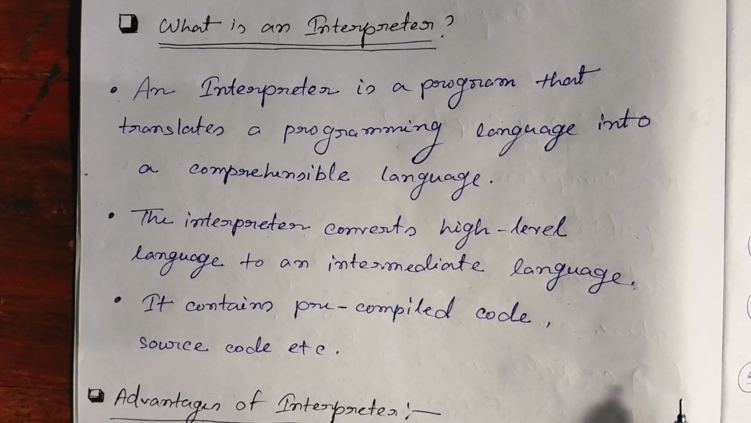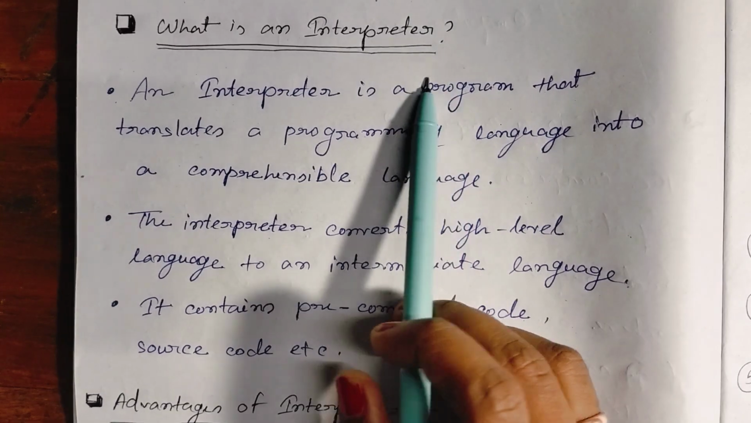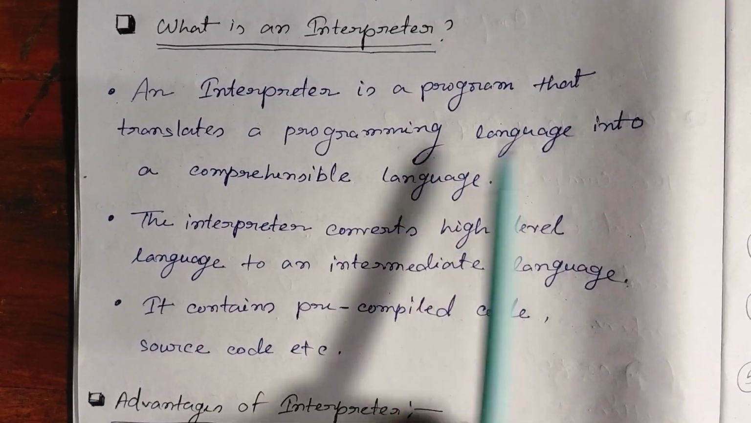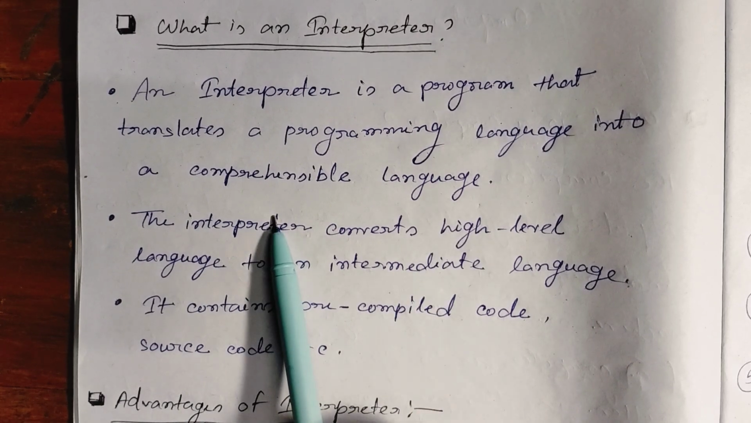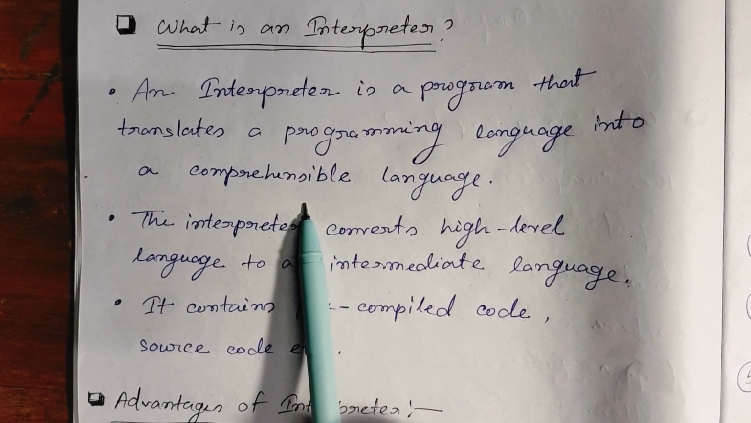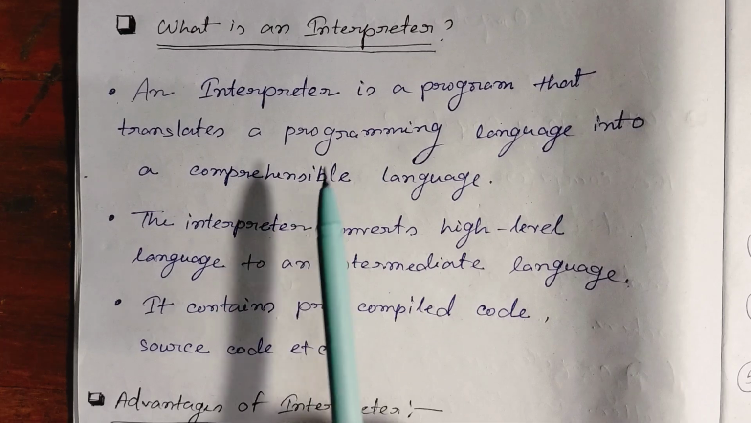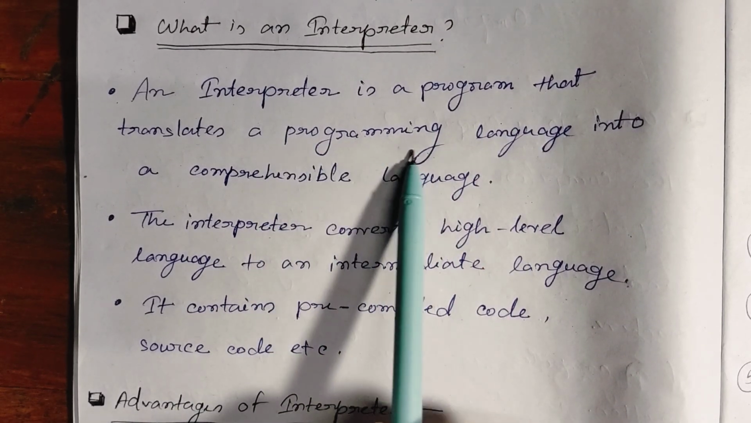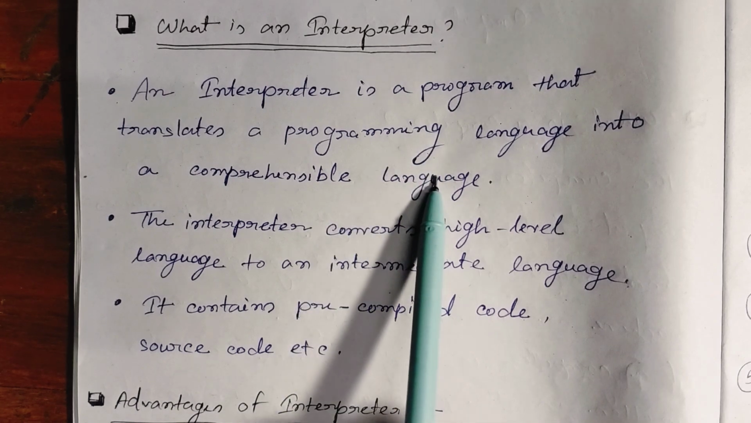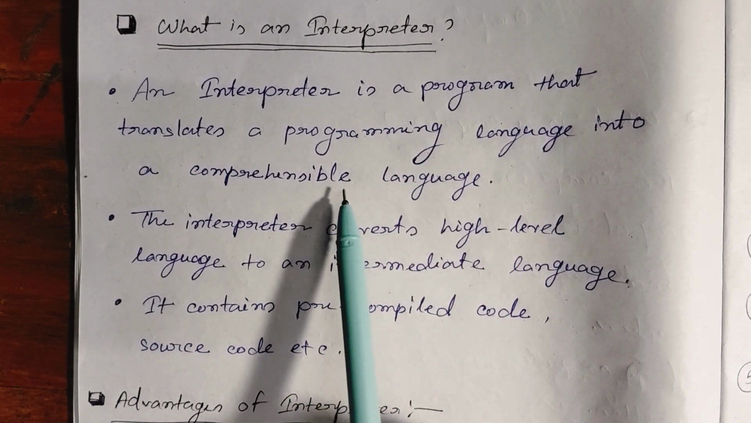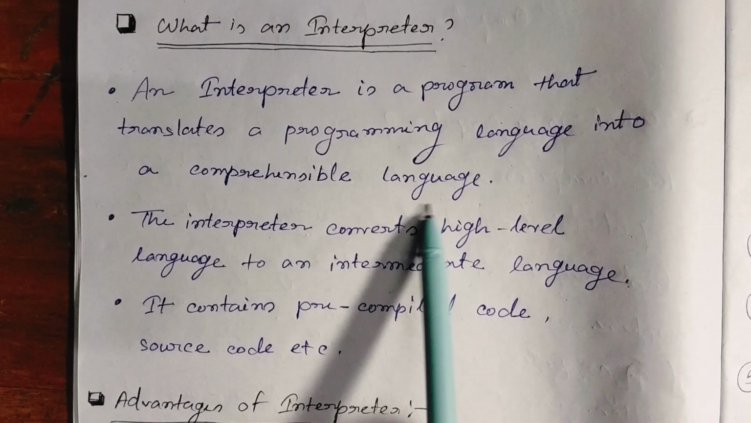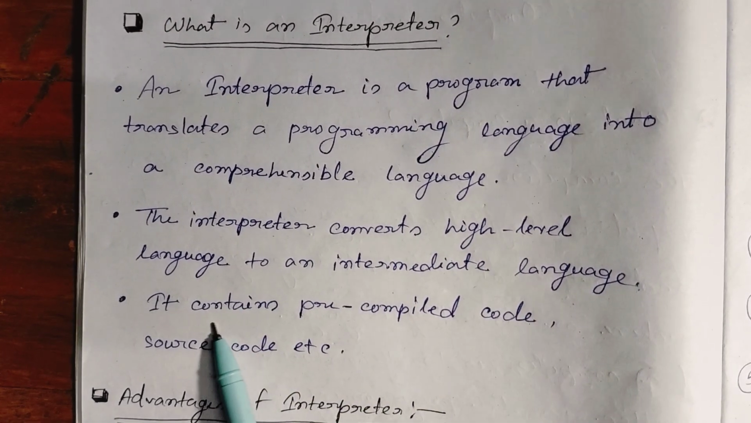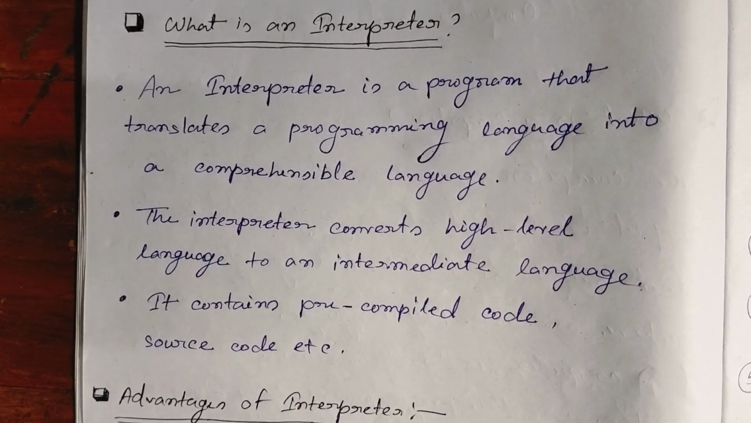Now we learn about the interpreter. What is an interpreter? An interpreter is a program that translates a programming language into a comprehensible language. What is the meaning of comprehensible? Understandable, understandable to the computer, to the machine. So an interpreter is a program that translates a high level programming language into an understandable low level programming language. The interpreter converts high level language into an intermediate language. It contains pre-compiled code and source code.